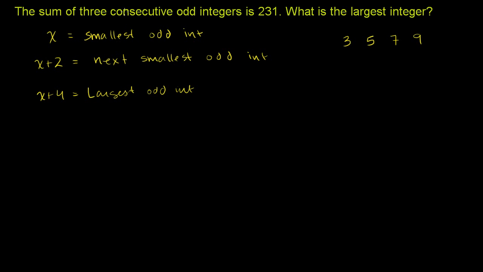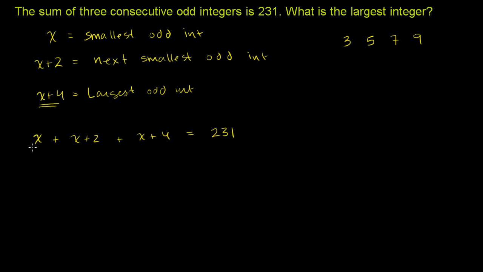And they tell us that the sum of these consecutive odd integers is 231. What is the largest integer? So if I take x, x plus 2, and x plus 4, and I sum them, they should be equal to 231. So let's do that. So we have x plus x plus 2 plus x plus 4. And this needs to be equal to 231. And when they ask us what's the largest one, we're going to have to tell them what x plus 4 is equal to. So let's just solve this equation.